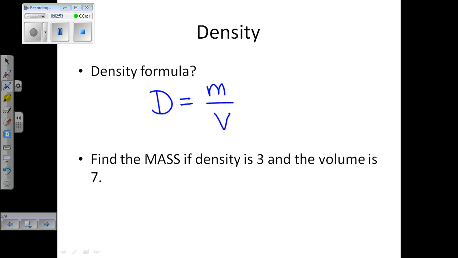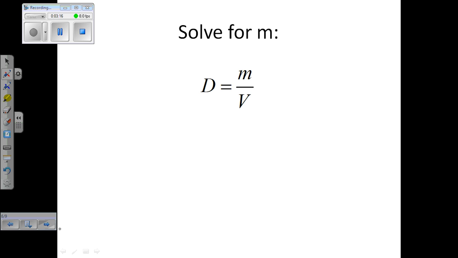Okay? But the question here that I'm being asked is to find the mass if the density is 3 and the volume is 7. So I know the density and I know the volume, but I'm trying to solve for the mass in this case. And this formula is not really set up for me to do that right now. But what I can do is solve this formula for m. In other words, I can try to isolate the m. So in this case, I'm interested in getting m by itself.